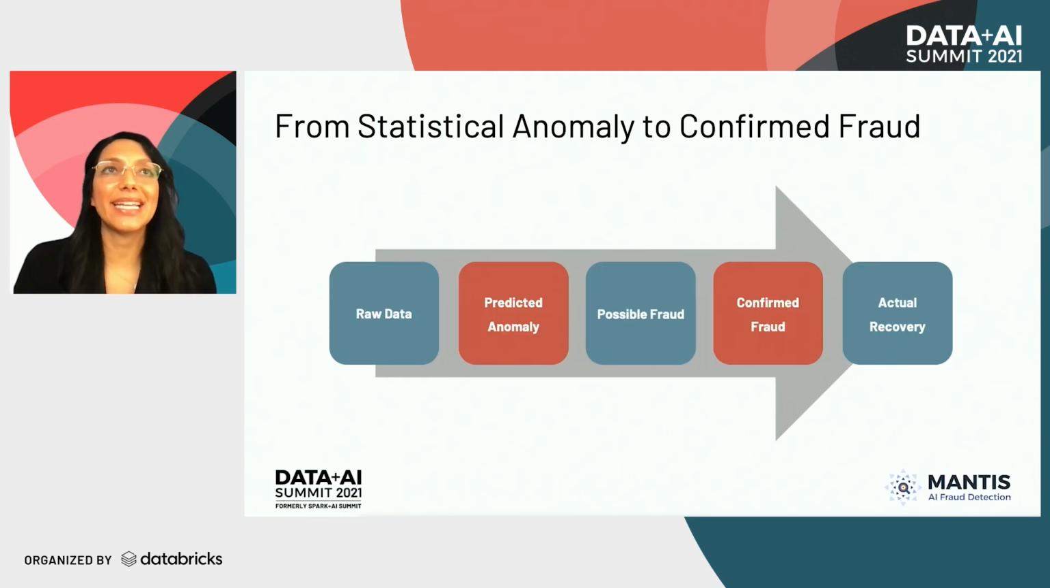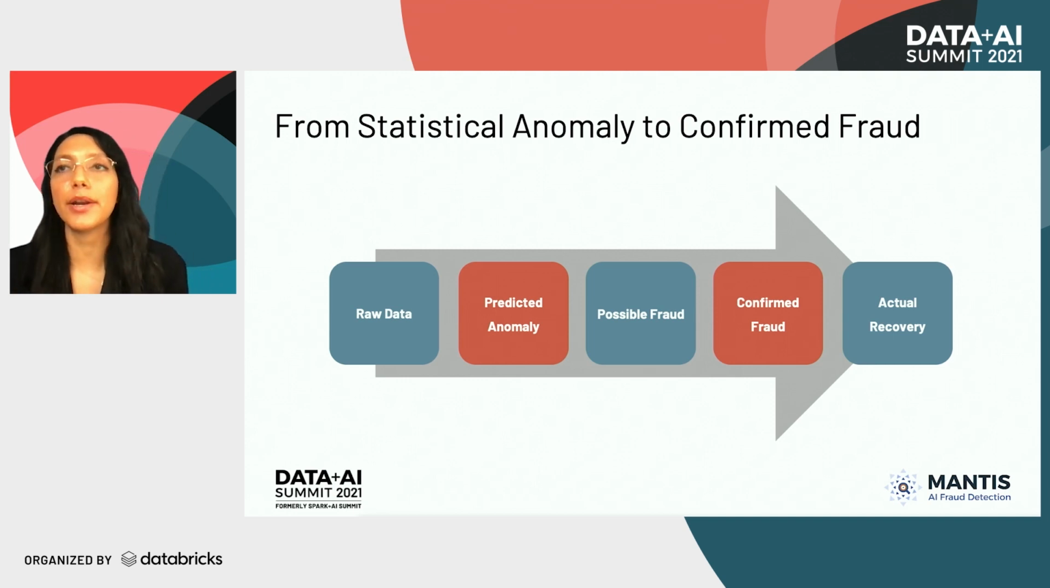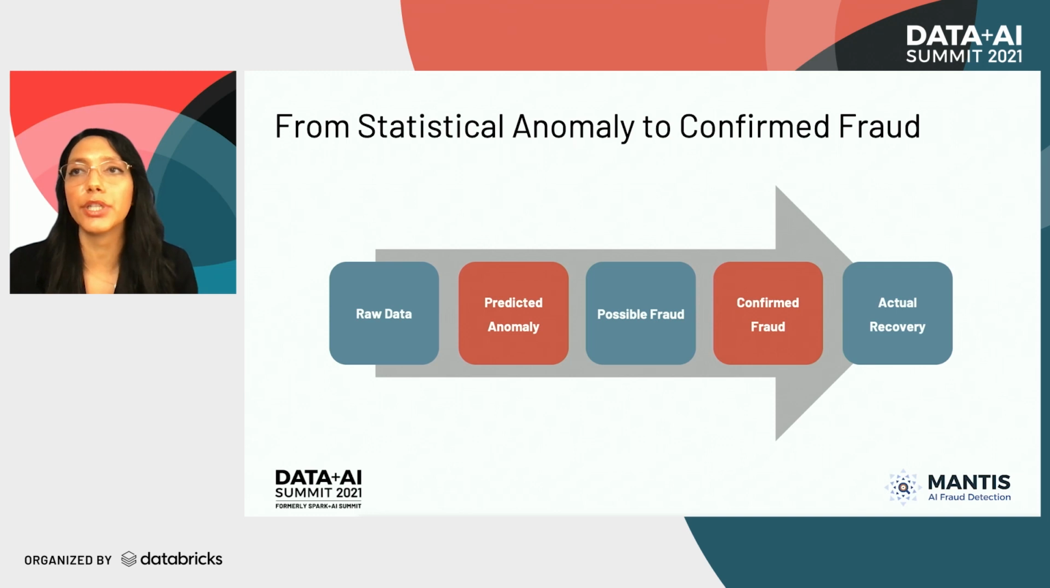Now, the thing is, not all statistical outliers are actually business confirmed fraud, right? So that's what you're seeing in this visual here, how we can start from raw data, predicting those anomalies, which will get the possible fraud, but then we need that intervention, that business SME to confirm the fraud and trigger that actual recovery or preventative action.